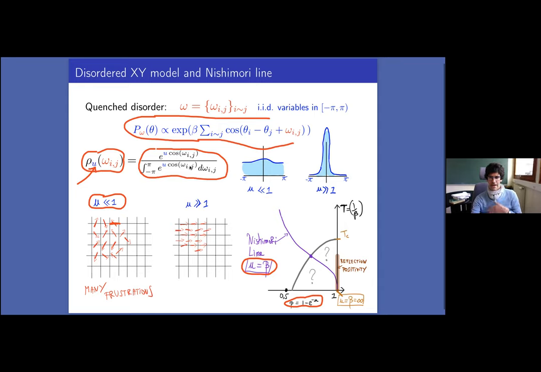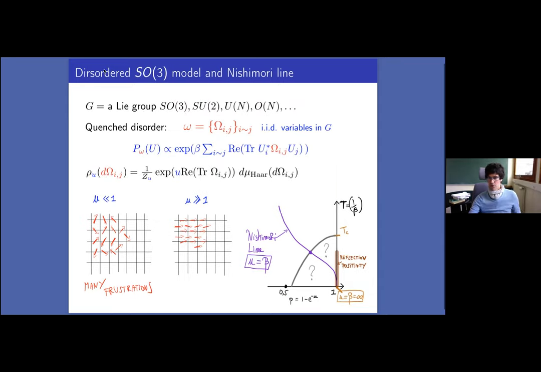Okay, so my last slide about definitions is the next slide about the case of non-abelian symmetry. And here we'll do more or less the same thing. So now on each site of the lattice, we will assign a Lie group matrix, which may live either in SO(3), SU(2), pick whichever group you prefer. And as before, the quenched disorder will live on edges. It will be an IID field of Lie group matrices omega ij, exactly as in the random bond Ising model and exactly as in the random bond XY model. And now the law of the disorder on each edge will still be parameterized by this parameter U. U small, big disorder; U large, basically no disorder.